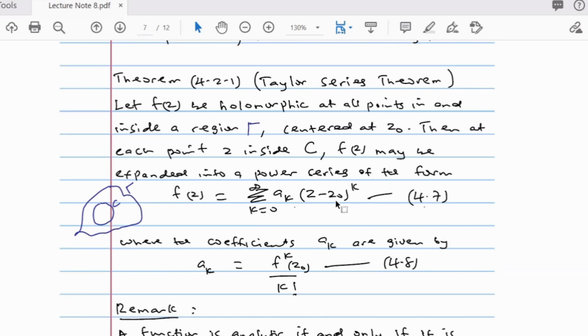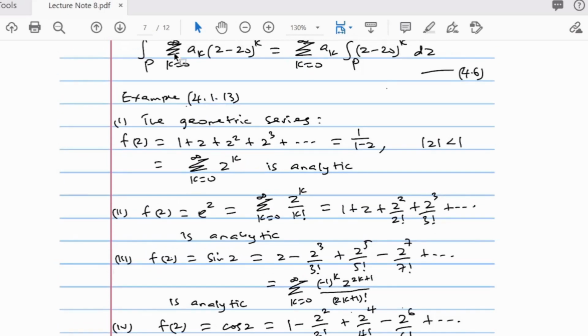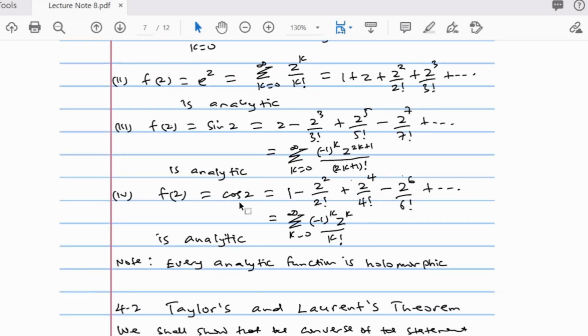When your z0 equals 0, we have the Maclaurin series. So whenever your z0 equals 0, we have Maclaurin. So all these are Maclaurin series. Look at the example that I gave. This is a Taylor series of f of z equals 1 over 1 minus z at z0. So this is a Maclaurin series, a case in which z0 is 0. If f of z equals e to the power z, this is the Maclaurin series, Taylor series at z0 equals 0. Taylor series at z0 equals 0 of sine z. And this is a Taylor series at z0 equals 0 of cos z.